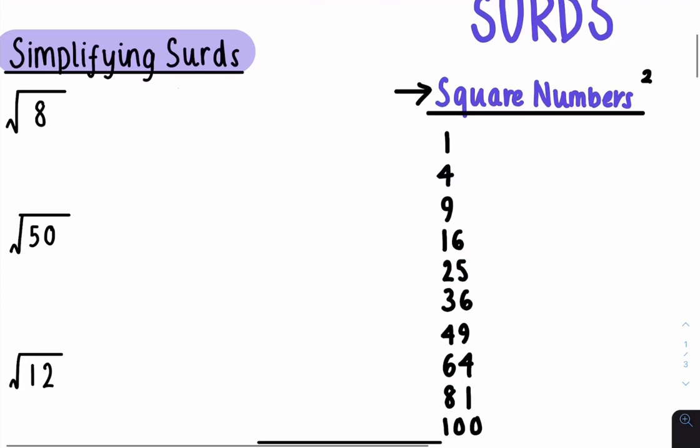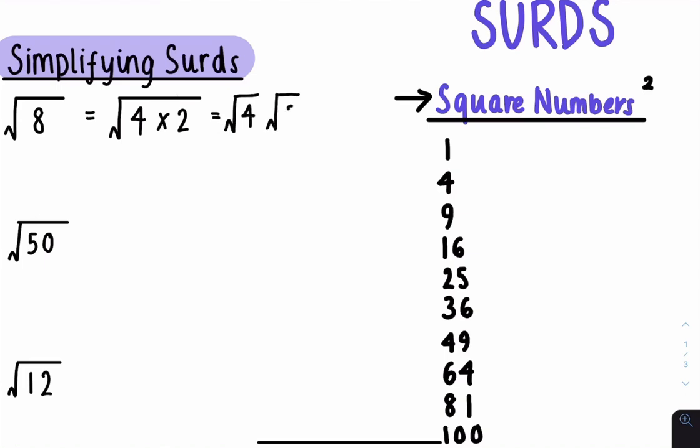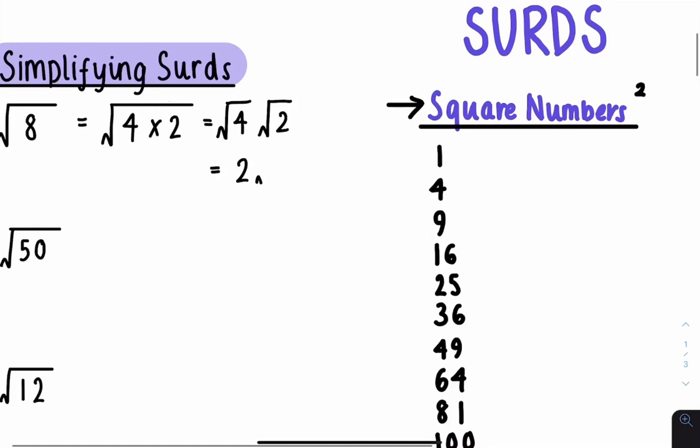Now, our first example here is root 8. All you have to do is find the largest factor of 8 that is also a square number. So the largest factor of 8 that is also a square number would be 4. And 4 times 2 gives you 8, so you rewrite this as root 4 times 2. So all you've done is replace the 8 with 4 times 2. You can then split this and write it as root 4 root 2. It means the same thing. But we know that root 4 gives us an integer, a whole number. So we're going to rewrite this as 2 root 2 because root 4 is 2. And that's your final answer.